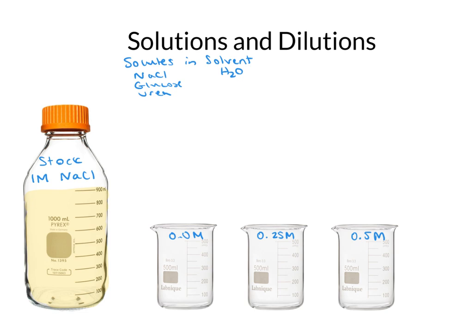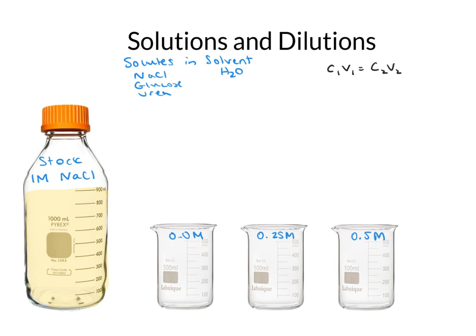So these are lower concentrations than the stock solution. So we're going to have to dilute the stock solution with water in order to get to the right concentration. So how do we do this? Now let's go to our equation that we're going to use to calculate these volumes. So the equation is C1V1 equals C2V2.